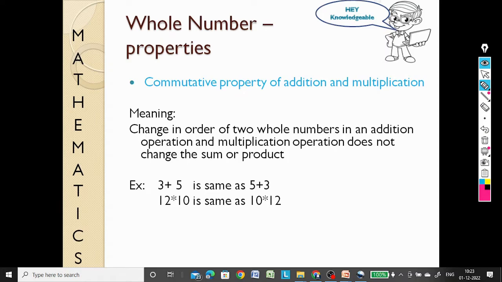So let's see what the commutative property of addition and multiplication says. It says the change in order of two whole numbers in an addition operation and multiplication operation does not change the sum or product. So either you do 3 plus 5 or you reverse the order to 5 plus 3, the result remains the same. Both will give you 8. In the same way, either you do 12 into 10 or 10 into 12, the result remains the same. So it will give you 120.